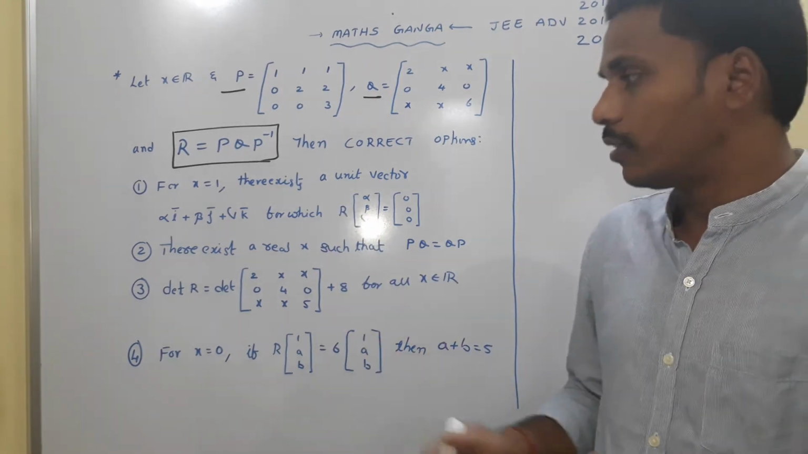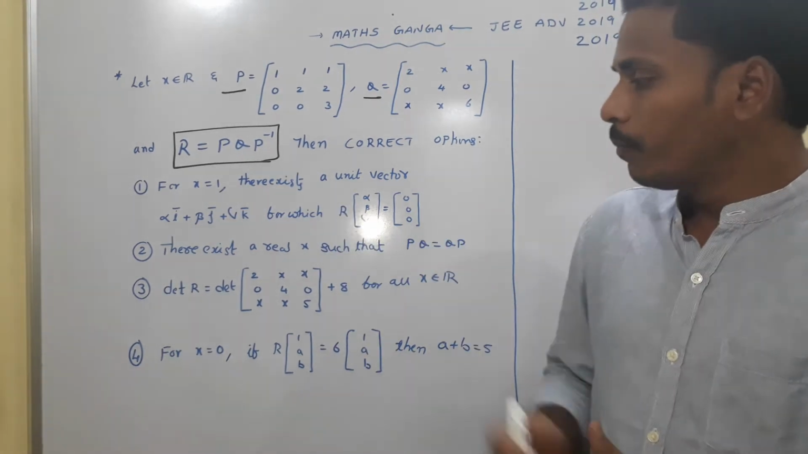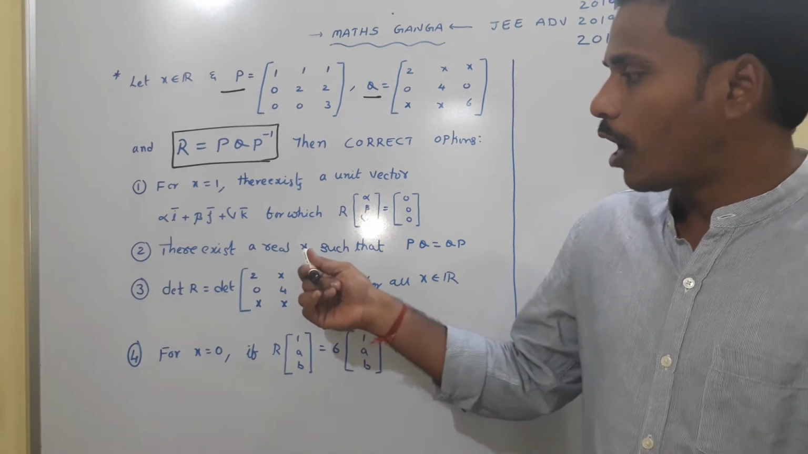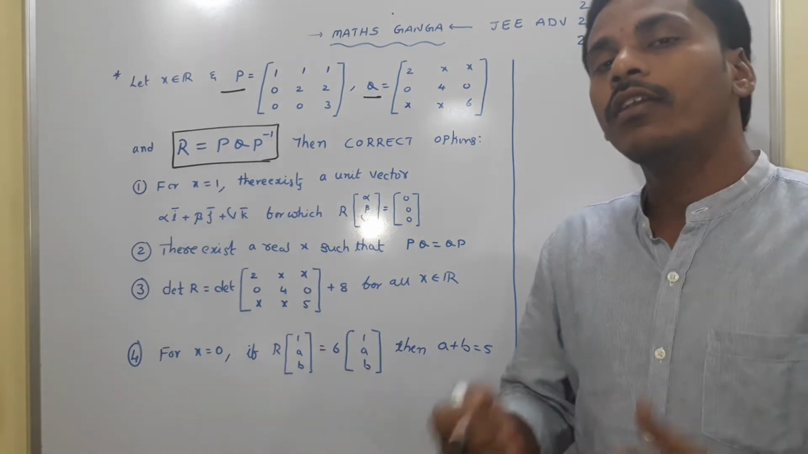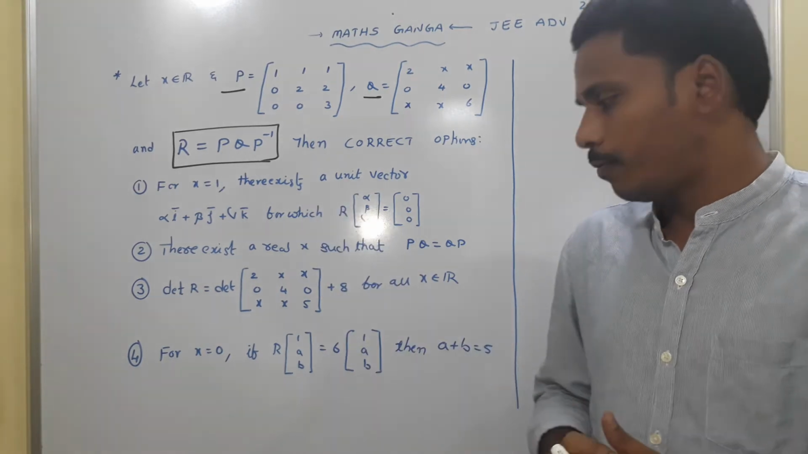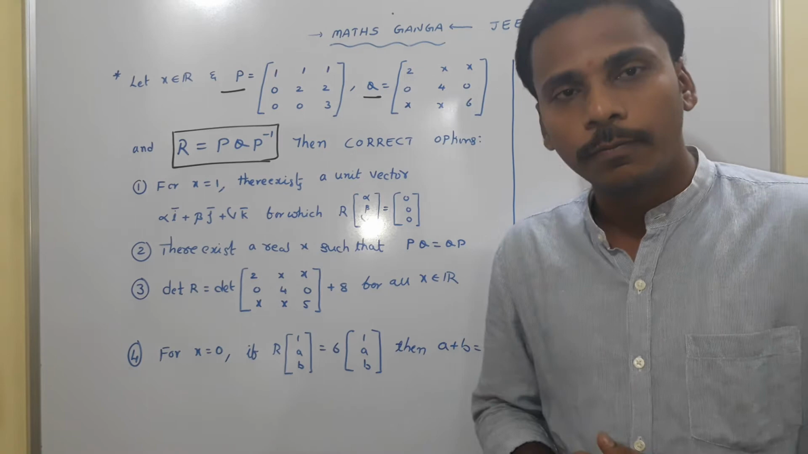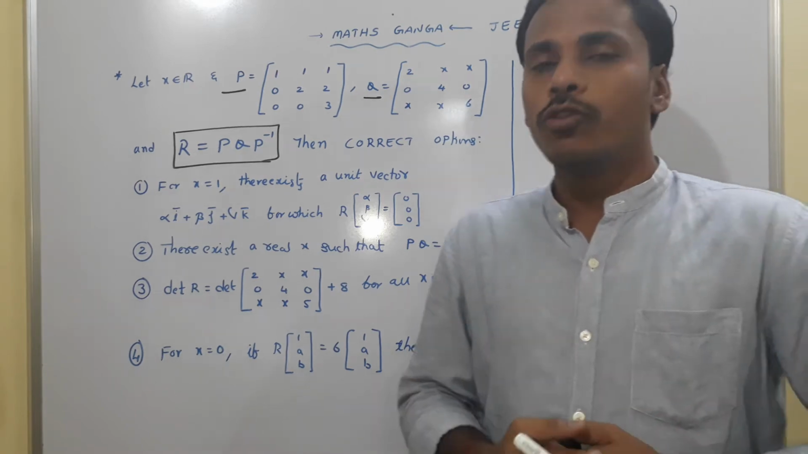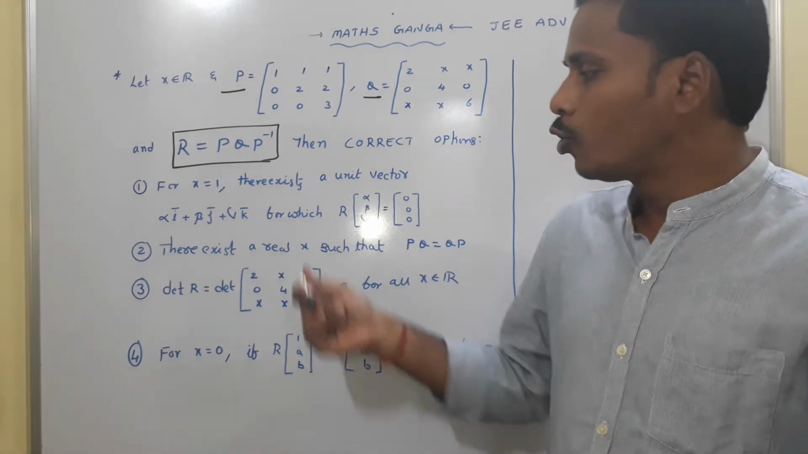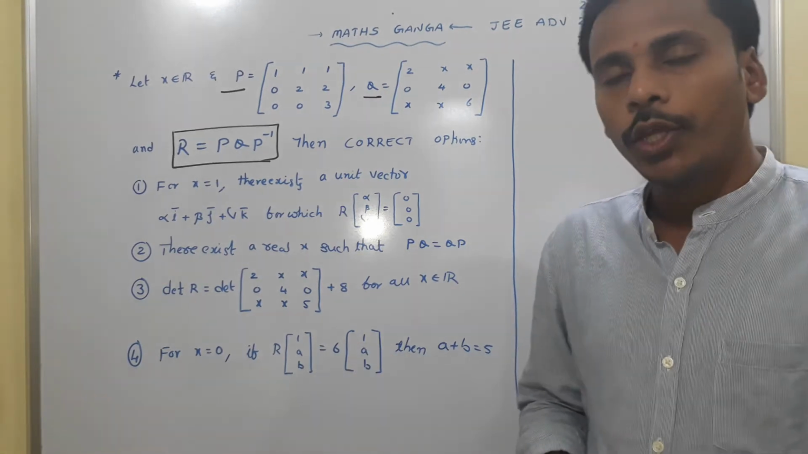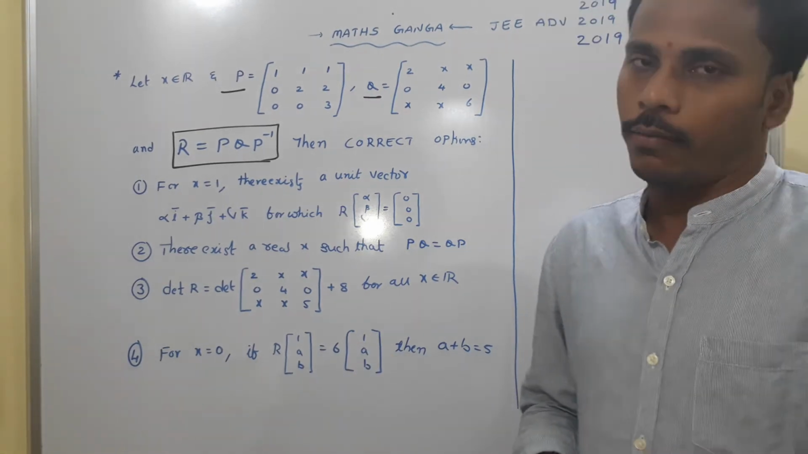The options are like this. First of all, I am going to check options 2 and 3. Then I will check options 1 and 4, because options 1 and 4 involve solving homogeneous equations, while options 2 and 3 involve the usual multiplication along with the determinant.